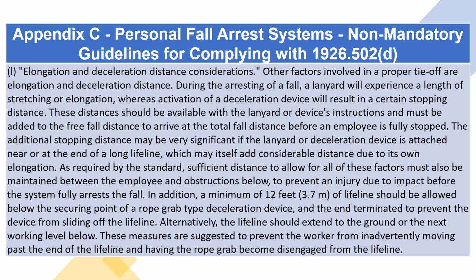In addition, a minimum of 12 feet, 3.7 meters of lifeline should be allowed below the securing point of a rope grab type deceleration device, and the end terminated to prevent the device from sliding off the lifeline. Alternatively, the lifeline should extend to the ground or the next working level below. These measures are suggested to prevent the worker from inadvertently moving past the end of the lifeline and having the rope grab become disengaged from the lifeline.